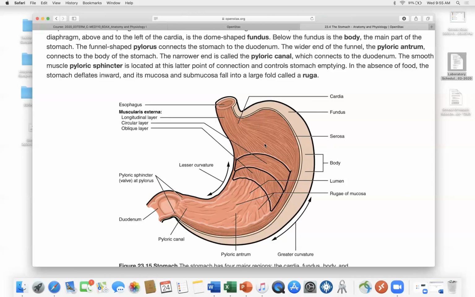And the main function of the stomach is to house all that hydrochloric acid and pepsin and enzymes that will break down food. And the low pH helps break down proteins, and it also kills any bacteria, all the nastiness that came from your food or from the outside world. Okay? And that's your stomach.